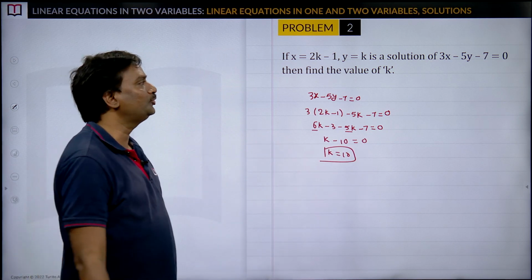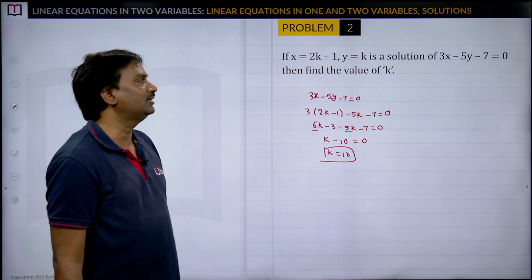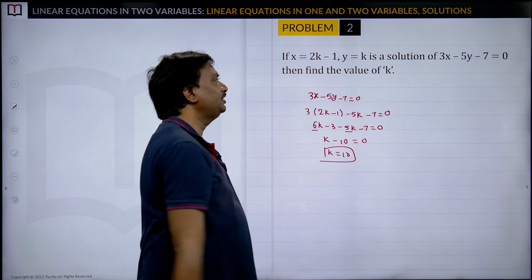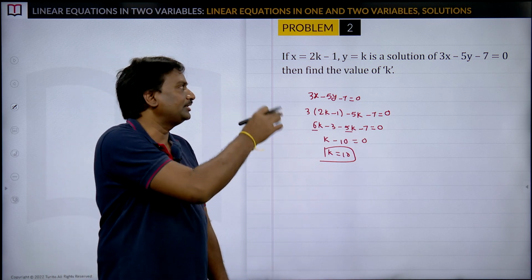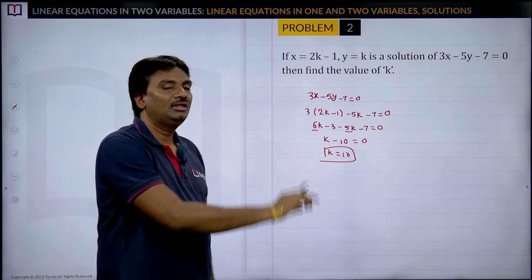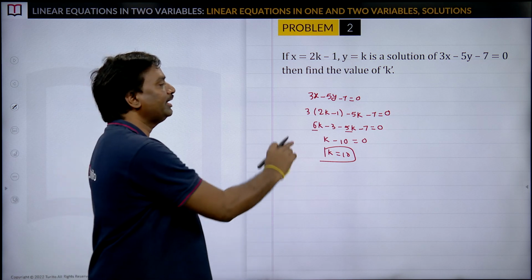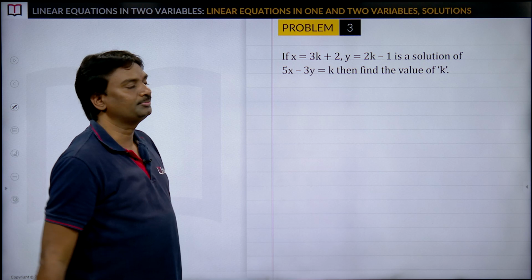So, this is the solution of the linear equation 3x minus 5y minus 7 equal to 0 when x equal to 2k minus 1 and y equal to k. So, just substitute x equal to 2k minus 1 and y equal to k in the given equation and solve. After simplification, we got k equal to 10. So, just like this you can solve this problem.